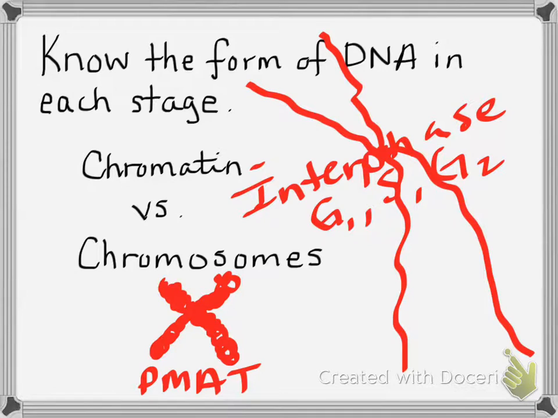You wouldn't find chromosomes during interphase. When would you find them? In mitosis. I didn't write mitosis. Look what I wrote. What is that? That's PMAT: prophase, metaphase, anaphase, telophase. It's mitosis. And those are just the parts of mitosis, just like G1, S, and G2 are the parts of interphase. Correct? Is everyone okay on that?